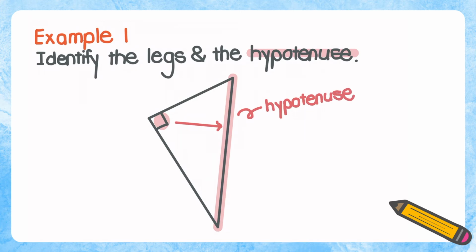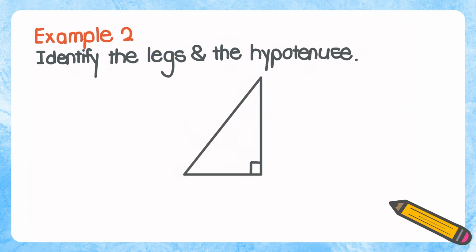And now let's identify the legs of the right triangle. It's just the two remaining sides, or also the two sides that create the right angle. So these two sides right here are the legs. So we've identified the legs and the hypotenuse of this right triangle. So let's look at another example.